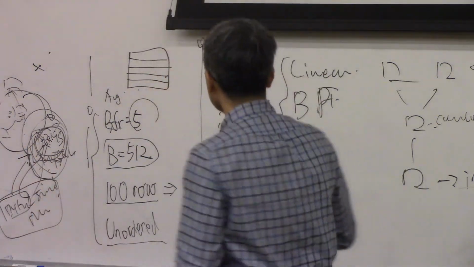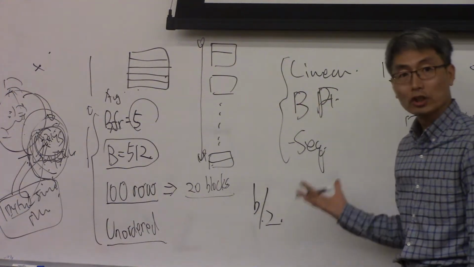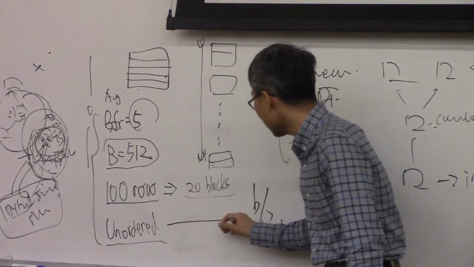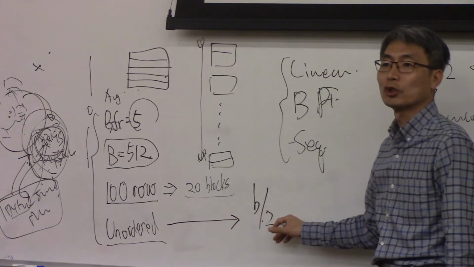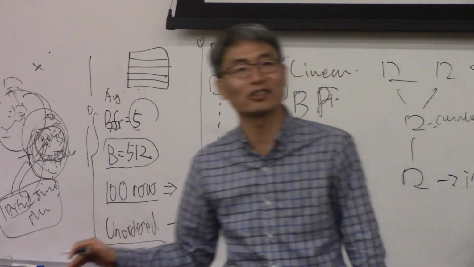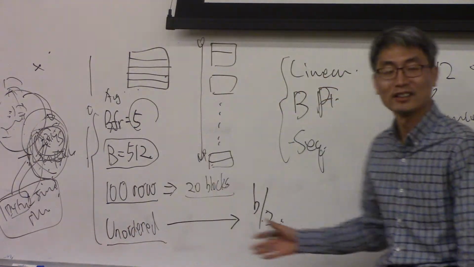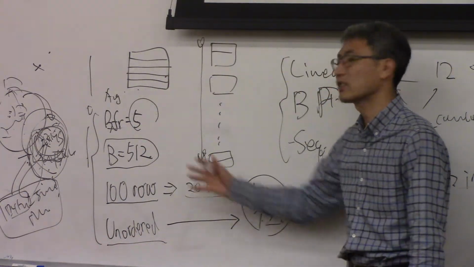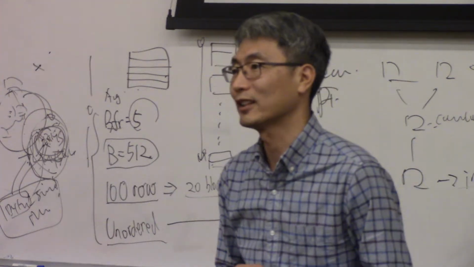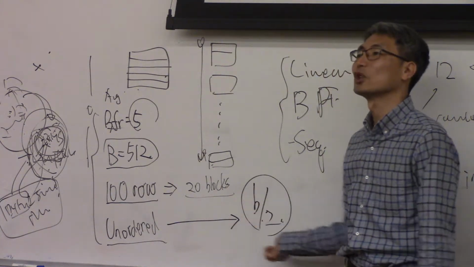So the access cost of the unordered file is B/2. That is a sequential search, what you learned in your data structure class in your freshman year, if you remember. So B/2 for an unordered file. The benefit of an unordered file is that it's very simple to implement. The problem is that it takes this long to search the data.